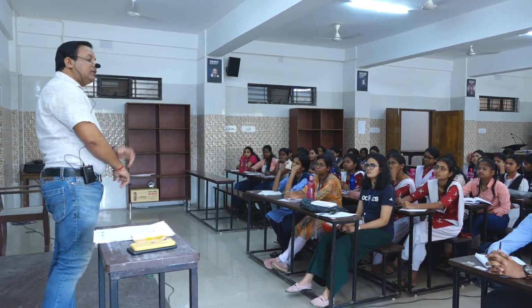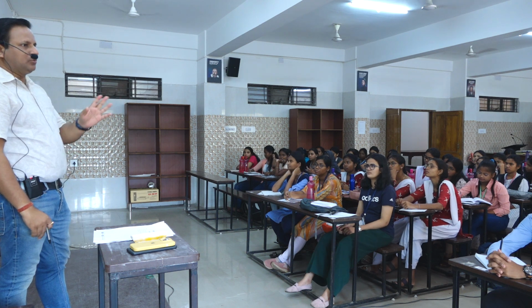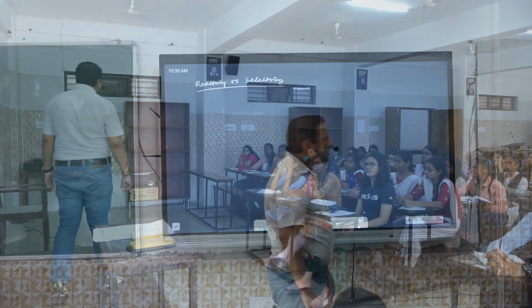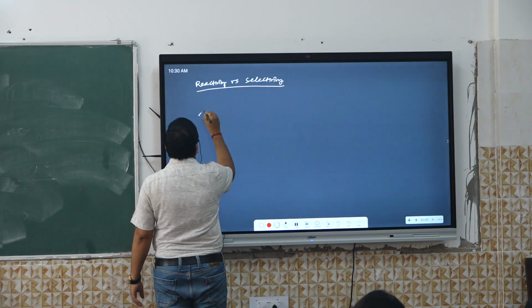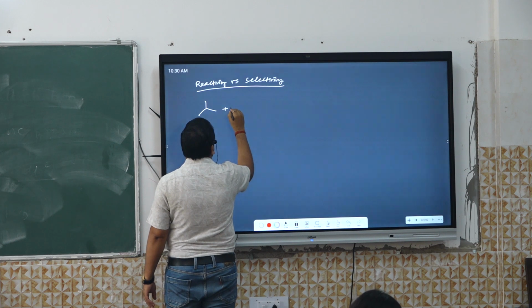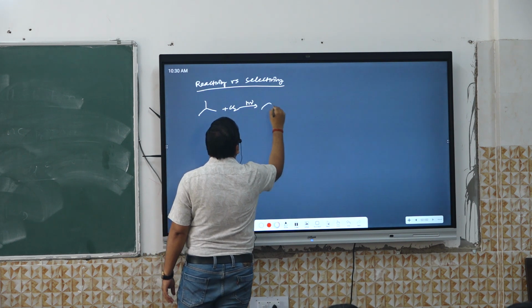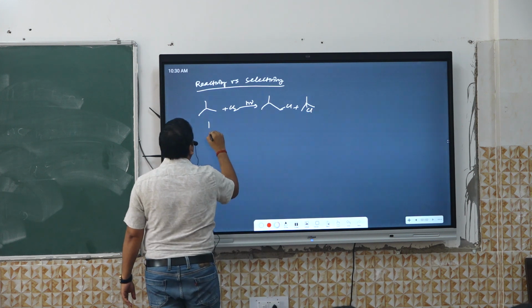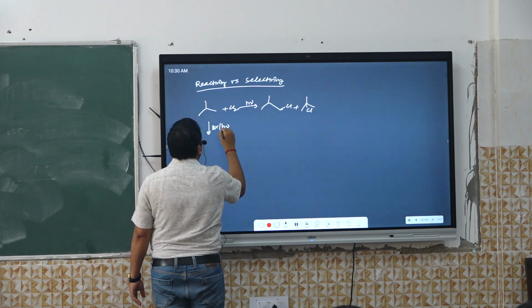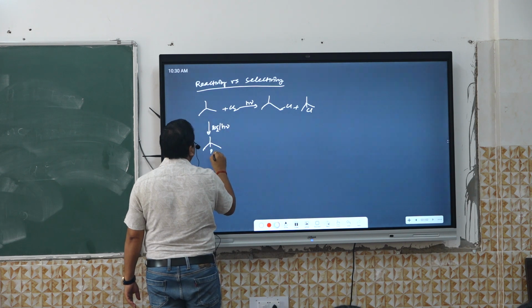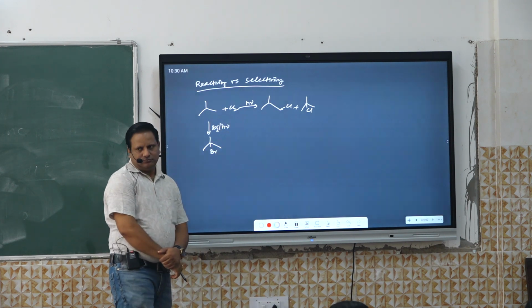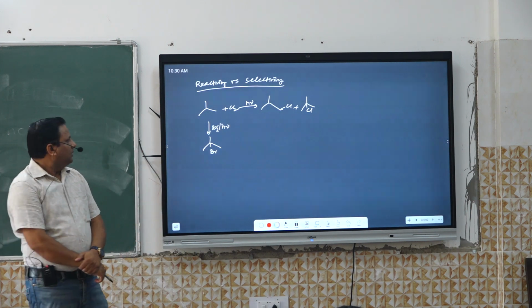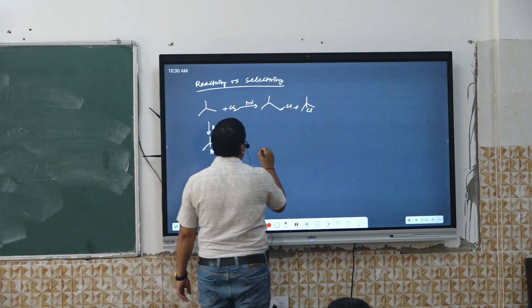Similarly, chlorination is more reactive and bromination is more selective. As a result of this, suppose you are taking this compound. In chlorination, what will happen? All possible products will be formed. But in case of bromination, the major product will be formed. So this is the meaning of reactivity versus selectivity. Okay, quickly note down a few questions.